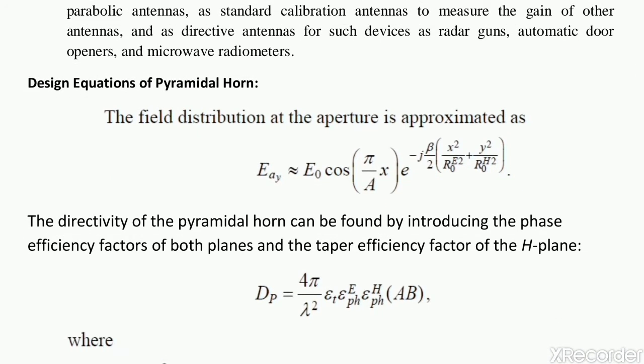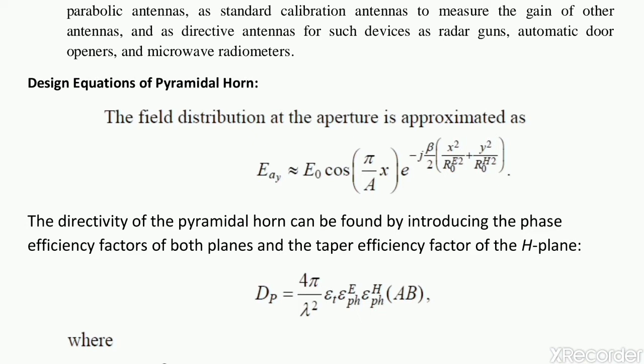There are so many equations to design the pyramidal horn, to improve its bandwidth and also to improve its gain. The basic aim behind the design equations of the horn is that the pyramidal horn should have better directivity and wide bandwidth. Also it has more gain as compared to other antennas. So the first formula is the field distribution at the aperture, which is approximated with this equation. There are various parameters.